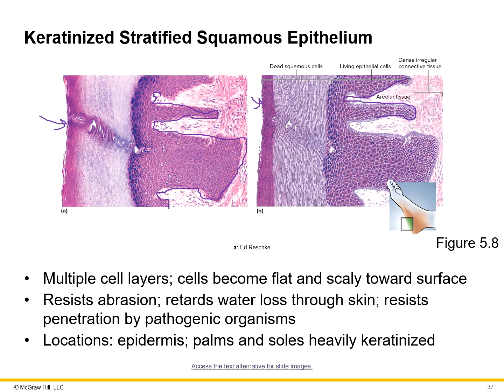So the cells that are near that basement membrane, they are closest to the blood vessels, right? Because remember, blood vessels are in this connective tissue here, right? So they're like right here.